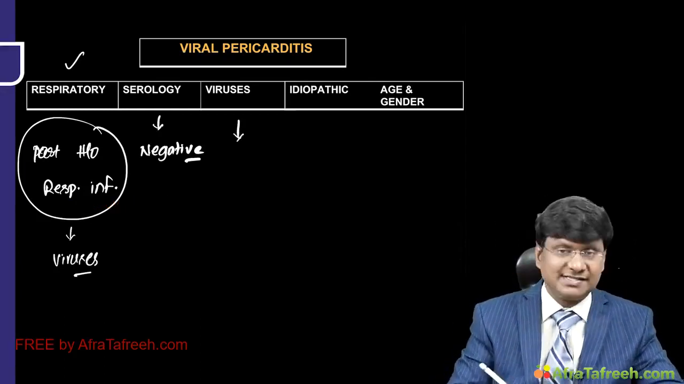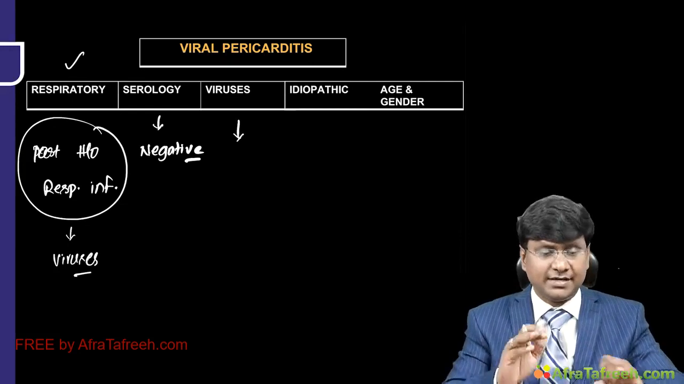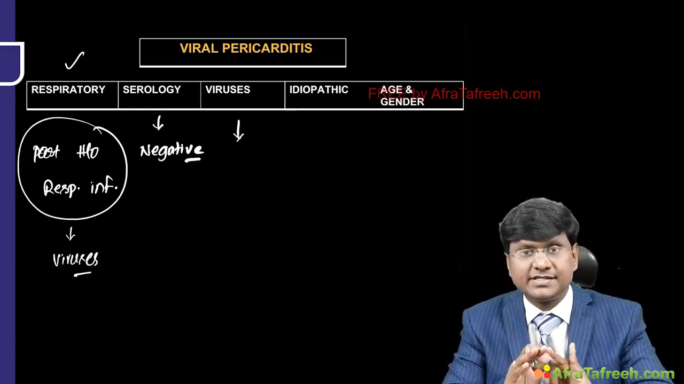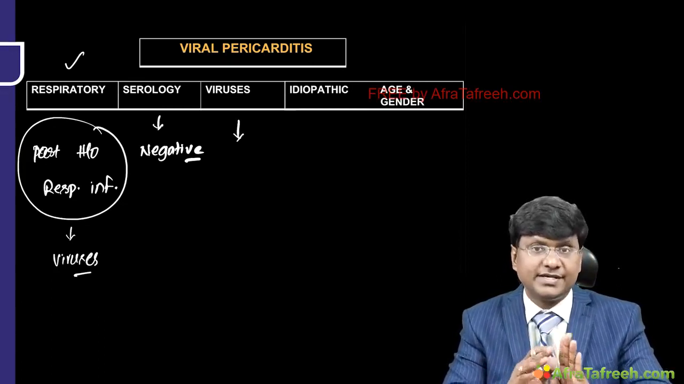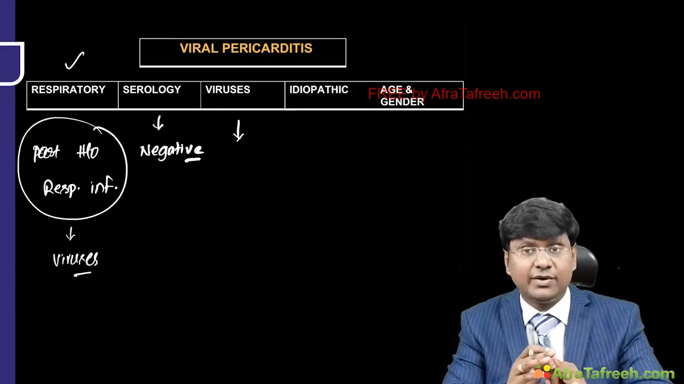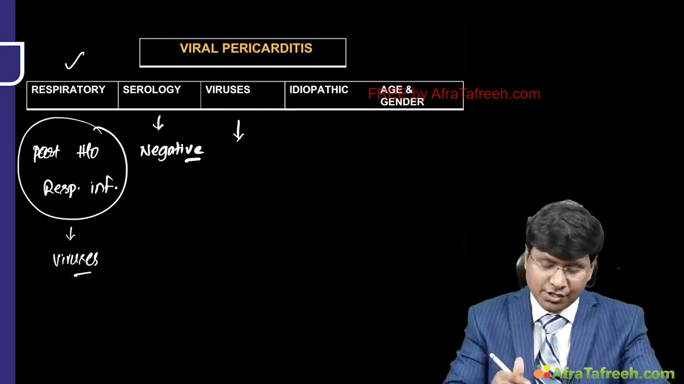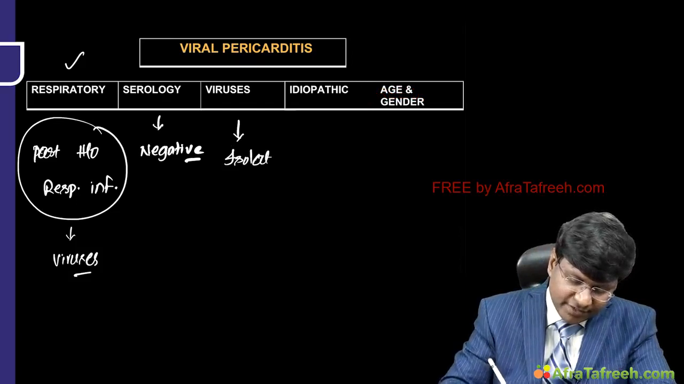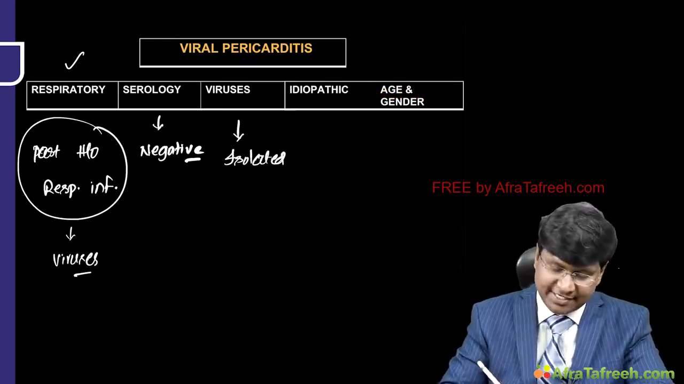Now, what are those viruses? Just now we have discussed, let me repeat once again. That includes Coxsackie A as well as B virus, then echovirus, herpes virus, the influenza virus, varicella zoster virus, adenovirus, cytomegalovirus. These viruses have been isolated from the fluid of acute pericarditis patients.